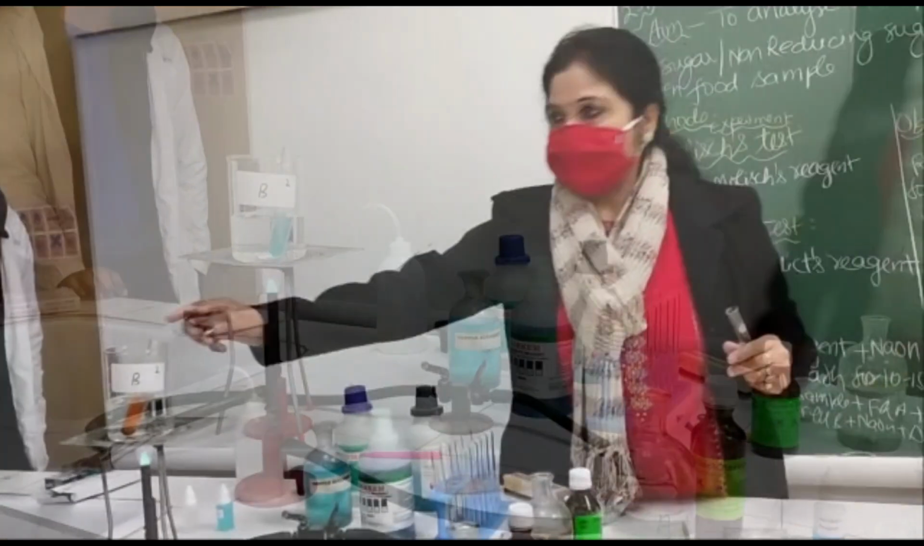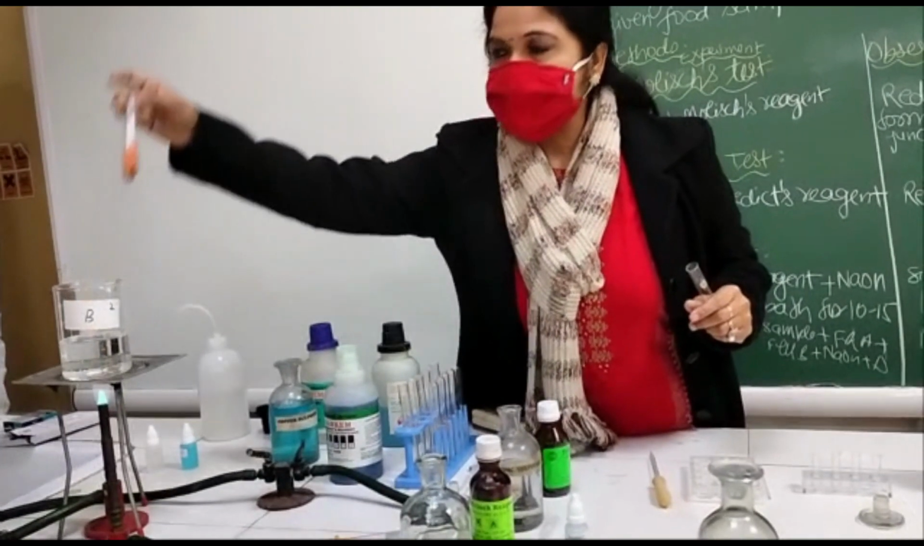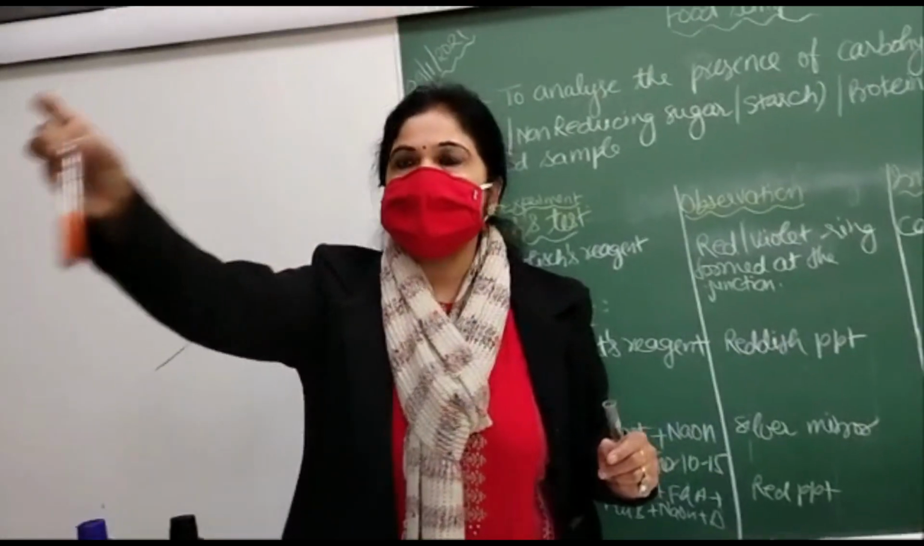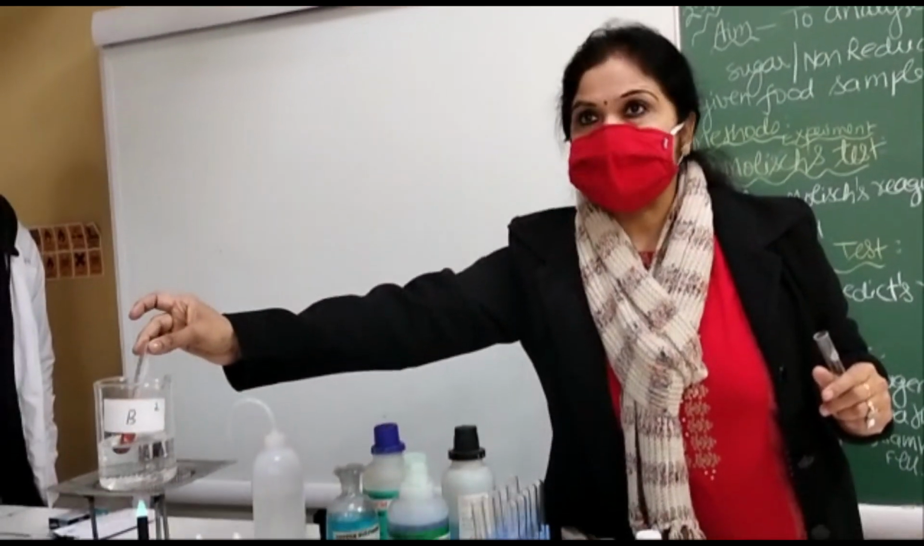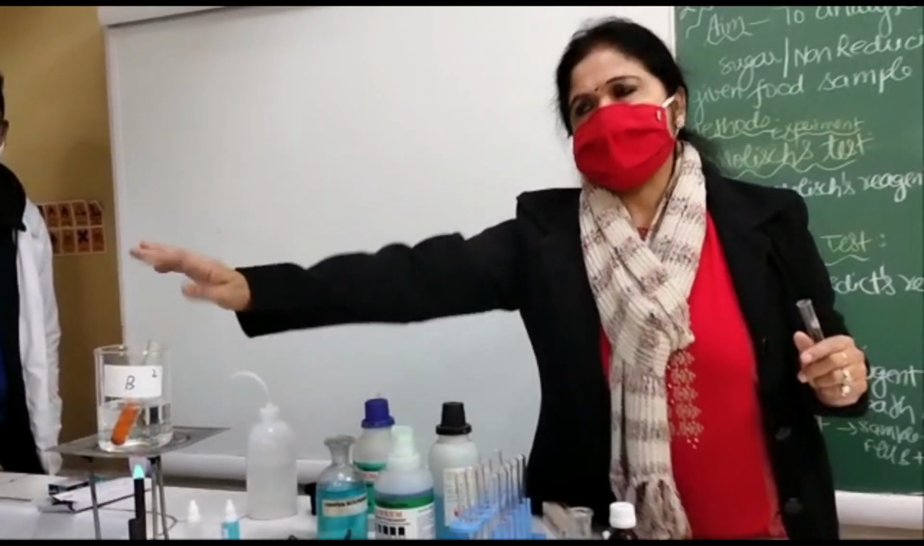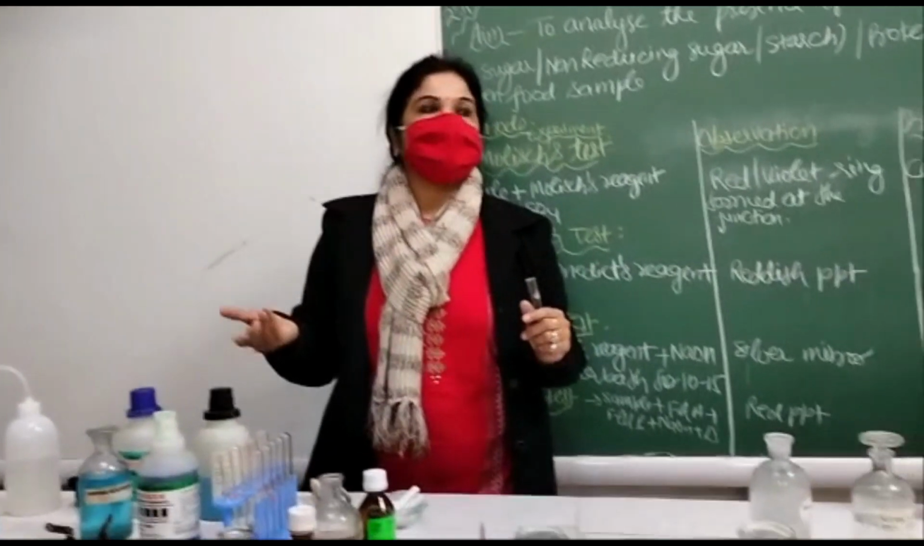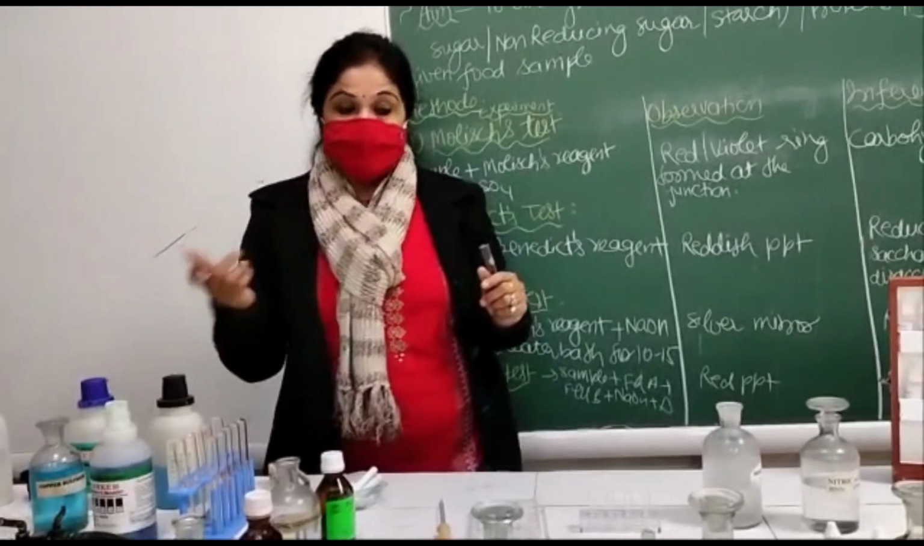Okay. And after some time you can observe, what is the color? Red precipitate. Okay, so this is a confirmation of reducing sugar. Okay, so this is sufficient. You can do only one test, but you can do more tests for the confirmation of the reducing sugar. That is the Tollens test.